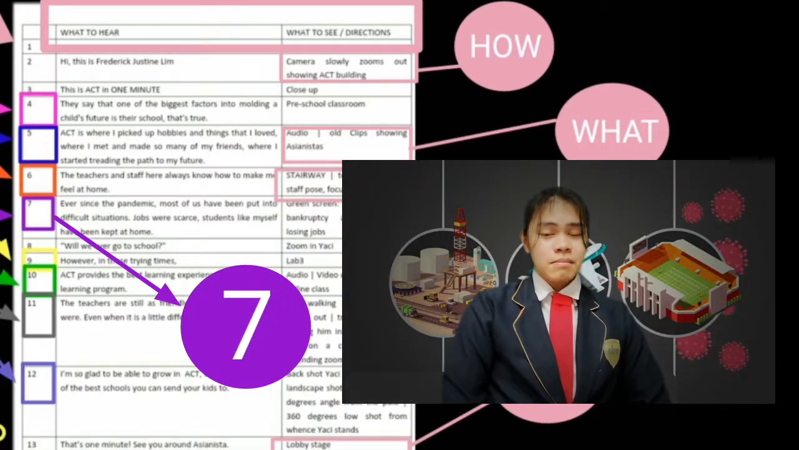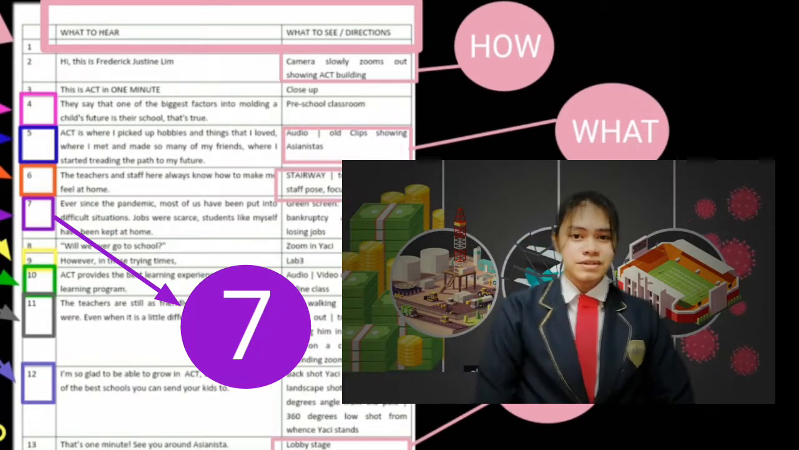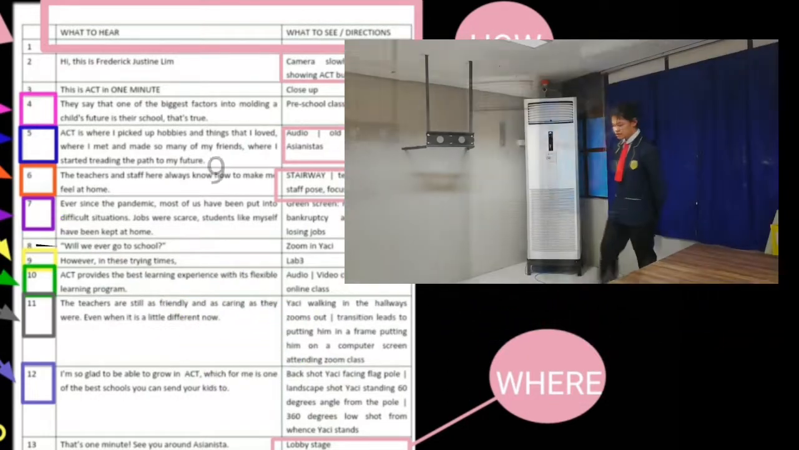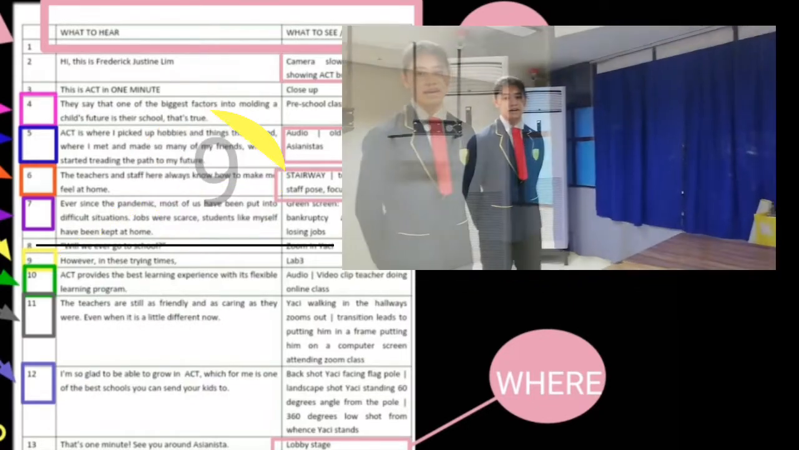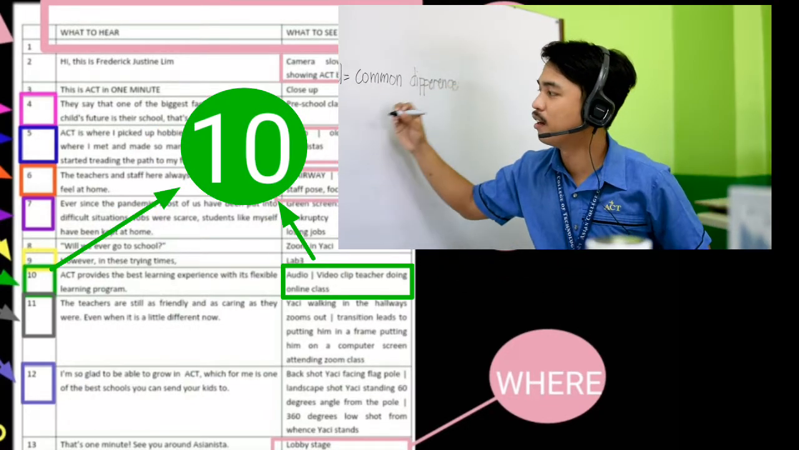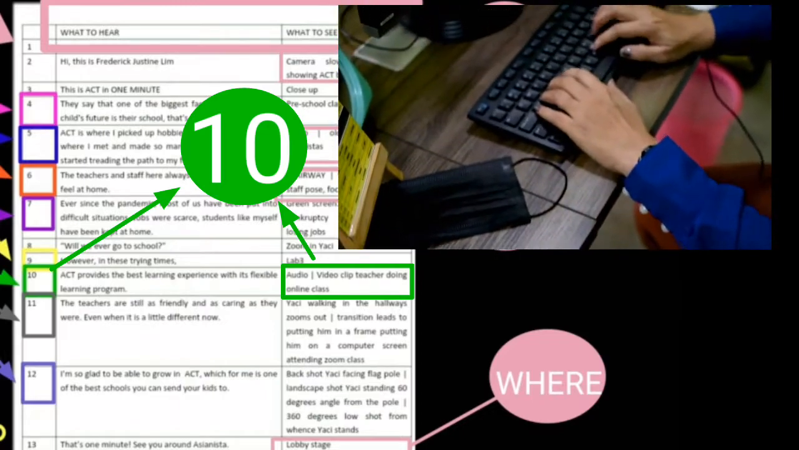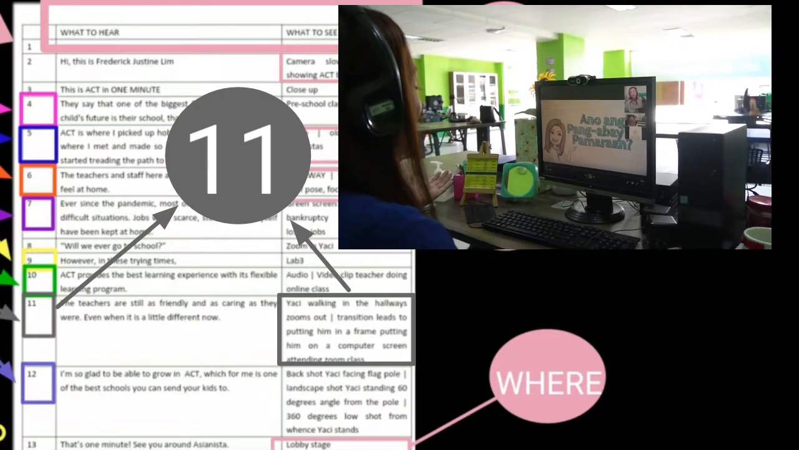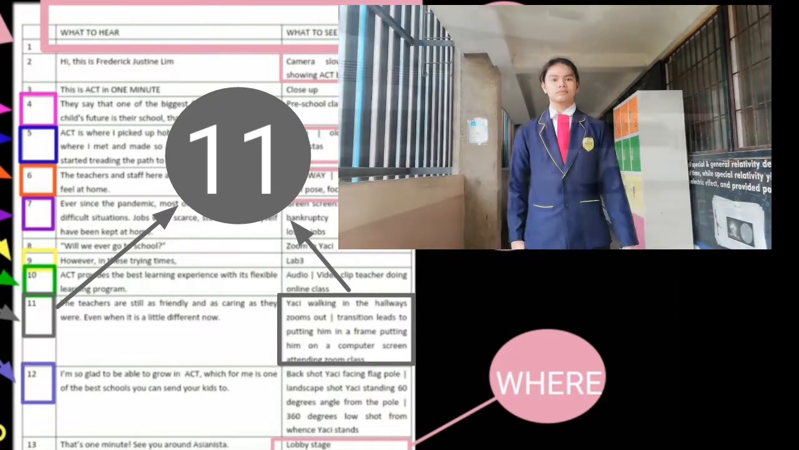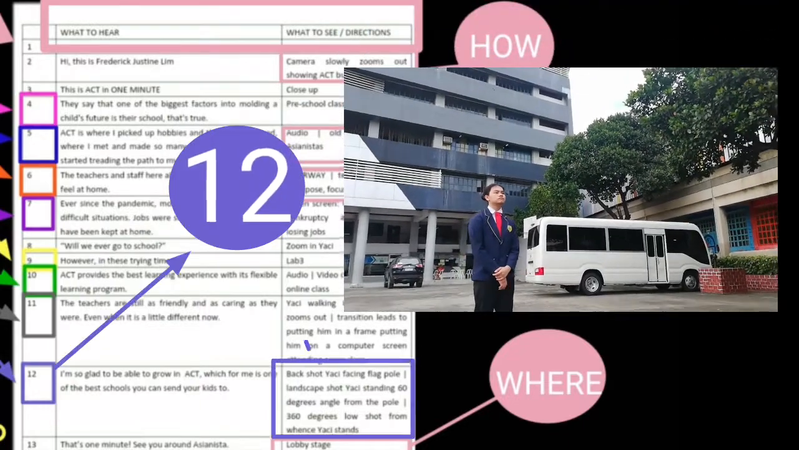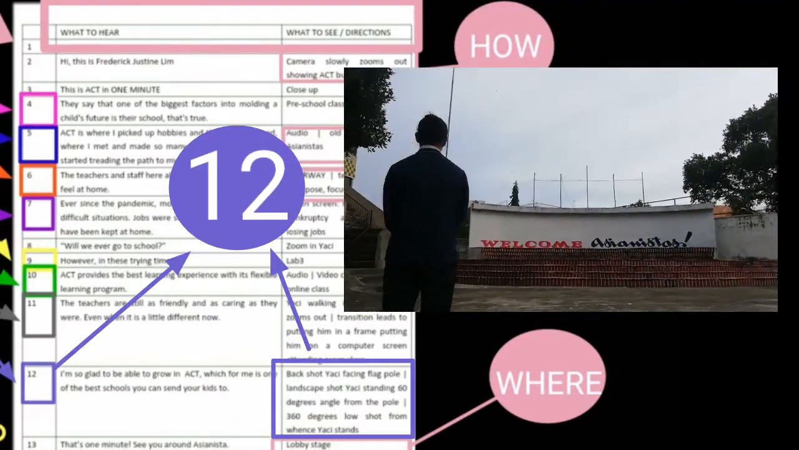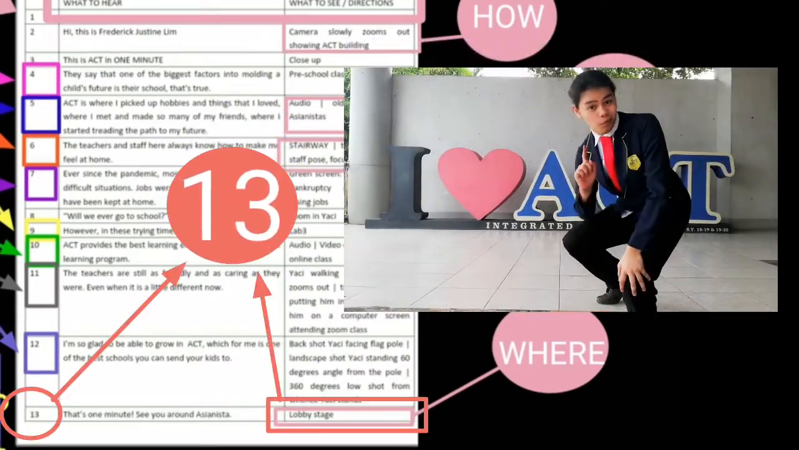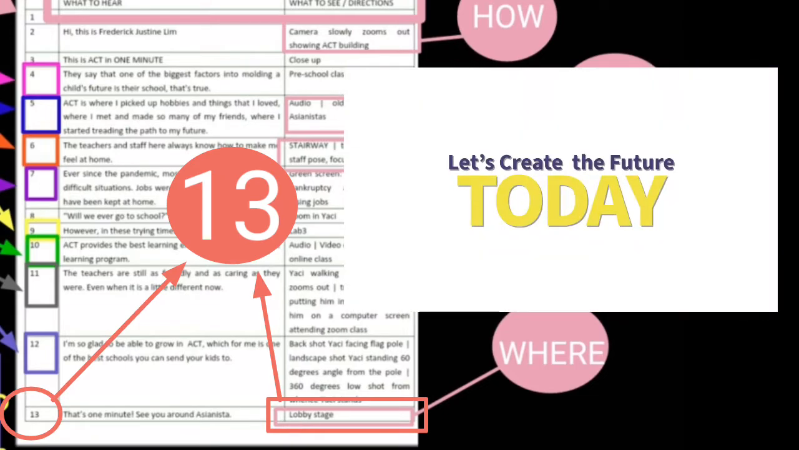Ever since the pandemic, most of us have been put into difficult situations. Jobs were scarce, students like myself have been kept at home. However, in these trying times, ACT provides the best learning experience with its flexible learning program. The teachers are still as friendly and as caring as they were, even when it is a little different now. I'm so glad to be able to grow in ACT, which for me is one of the best schools you can send your kids to. That's 1 minute. See you around, Asianista.